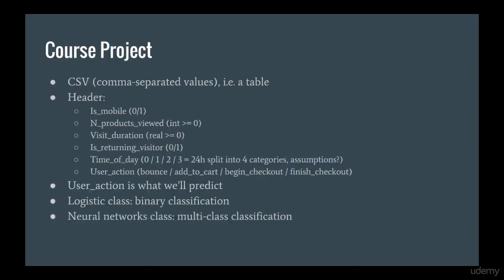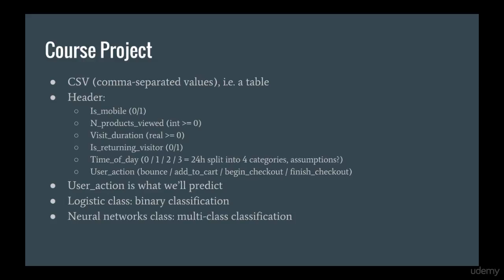Let's now look at the data. The data is in the form of a CSV, which I expect you to be familiar with by now. It's just a table where each element in a line is separated by a comma. The first line of the file is the header. It tells us what each column means.